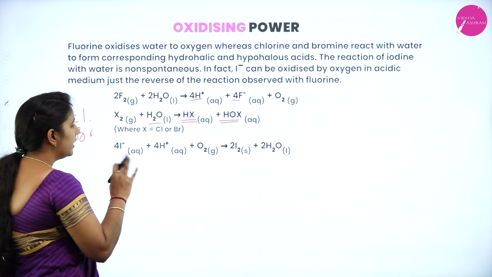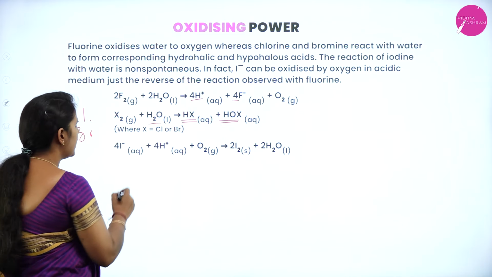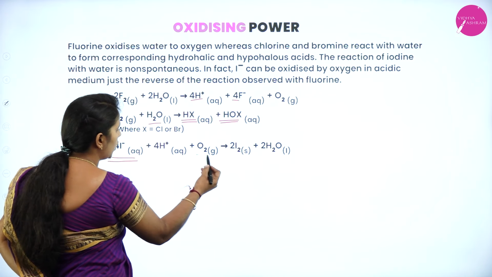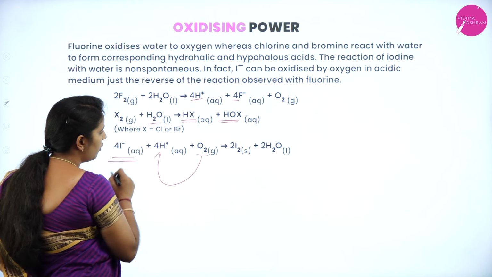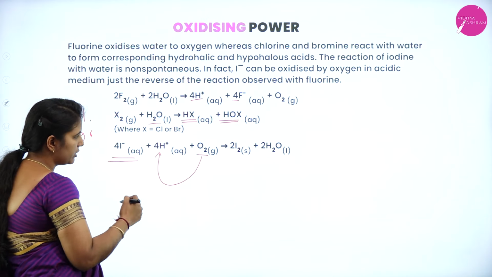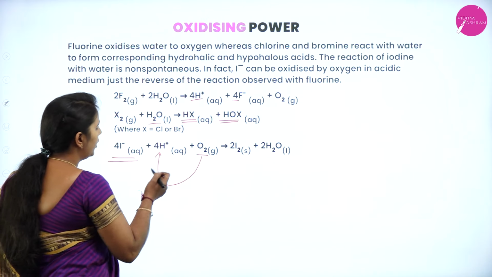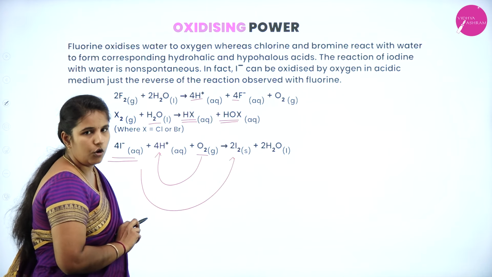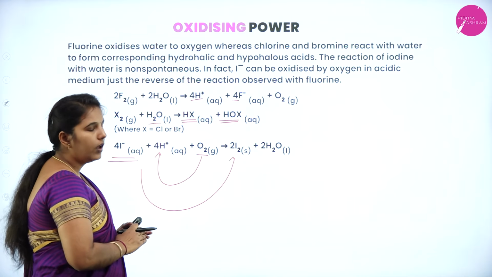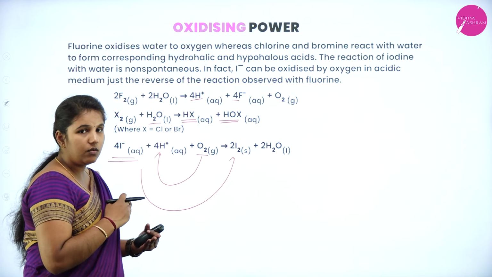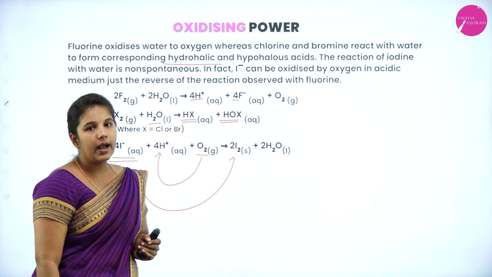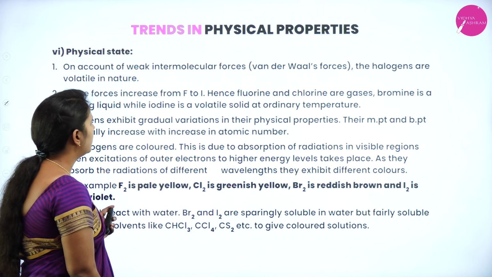Okay, but it is a reverse reaction, thereby we can understand that iodide can react with the oxygen only in the presence of aqueous medium of H plus, that is, in acid medium. It gives what? Iodine with the water molecule. This is how, when it reacts with the water, it gives the hydrohalic acid as well as the hypohalous acids.